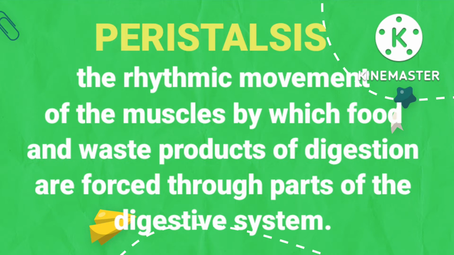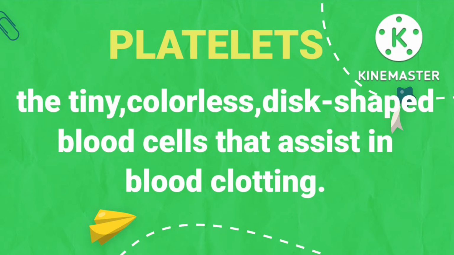Peristalsis. The rhythmic movement of the muscles by which food and waste products of digestion are forced through parts of the digestive system. Platelets. The tiny, colorless, dish-shaped blood cells that assist in blood clotting.